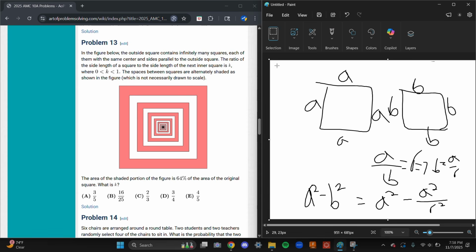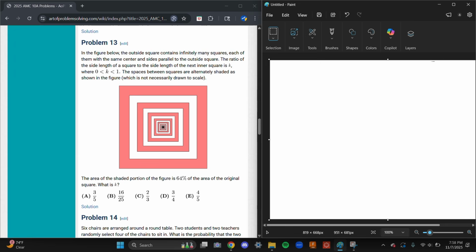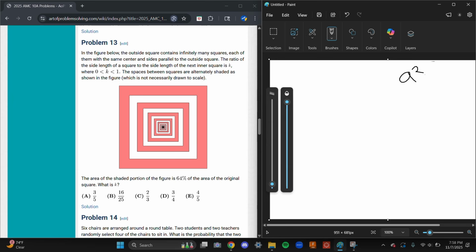So A squared minus A squared over R squared. That's the area of the first ring. Now what about the second, right? I'm going by each ring to see if we notice a pattern. Then we can maybe set up a sequence.